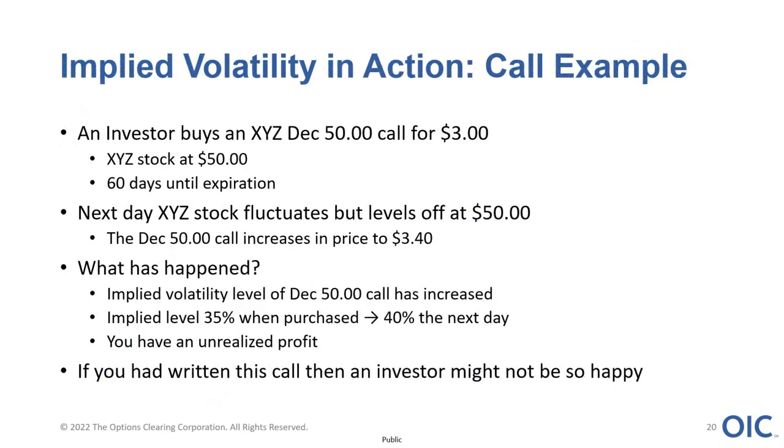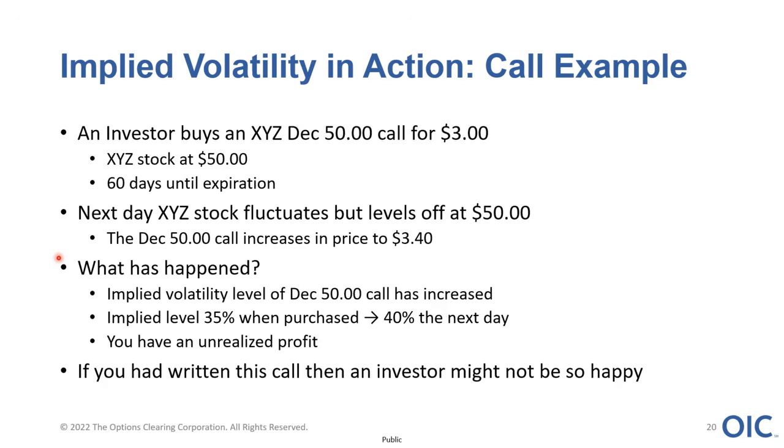Let's look at a couple of different examples of how Vega can work in a real world environment and how you might see this play out in front of you. One of them would be Vega going up, and one of them would be Vega going down. So in this case, let's say an investor buys a 50 call for $3. The stock is trading at 50, and it has 60 days until expiration. So you're buying the at-the-money call, and you're paying $3 for it.